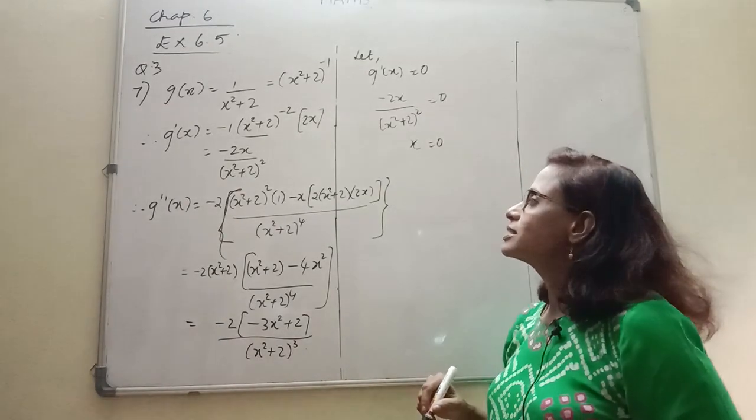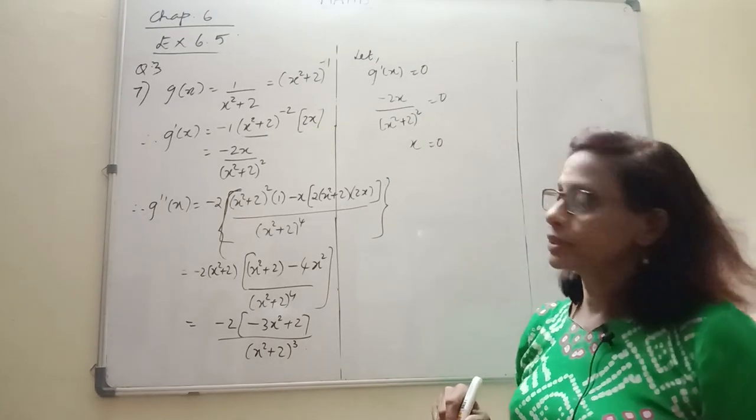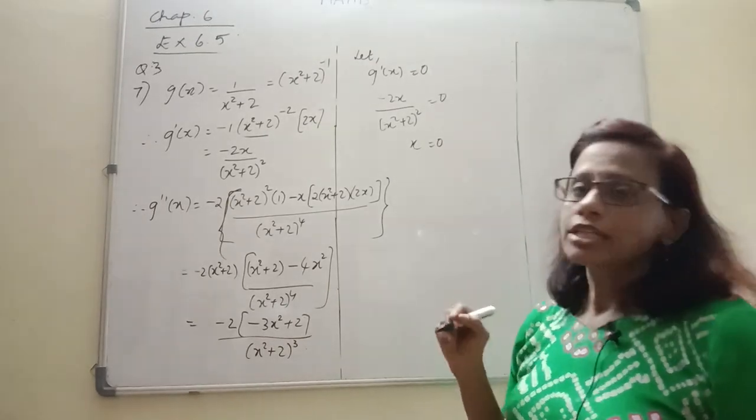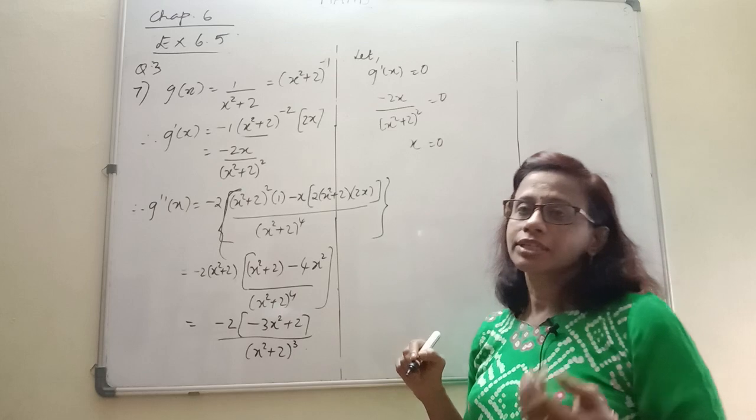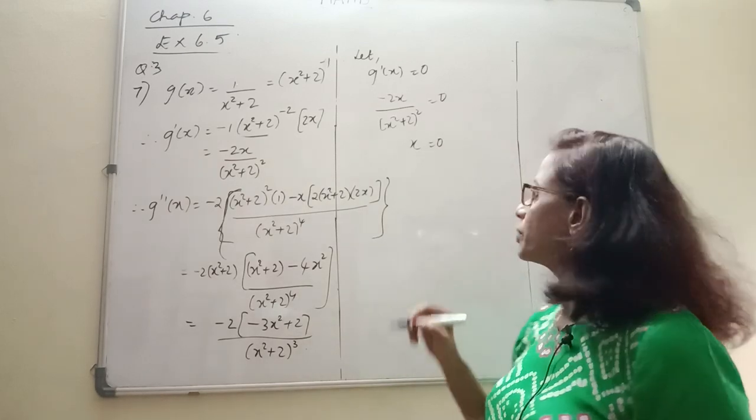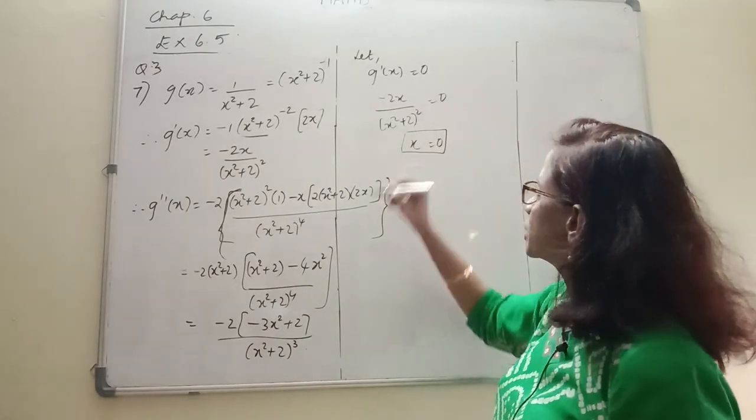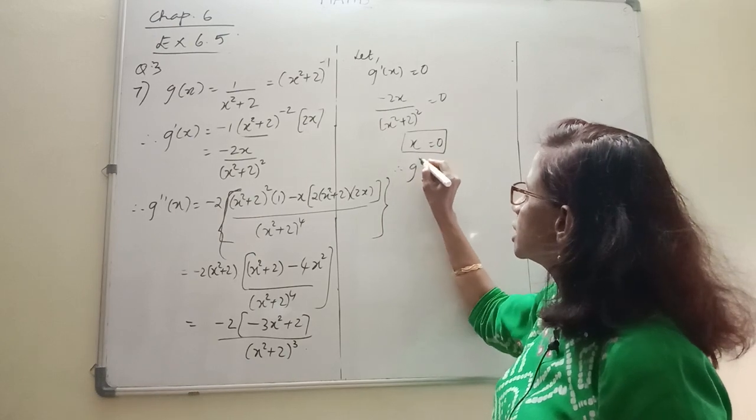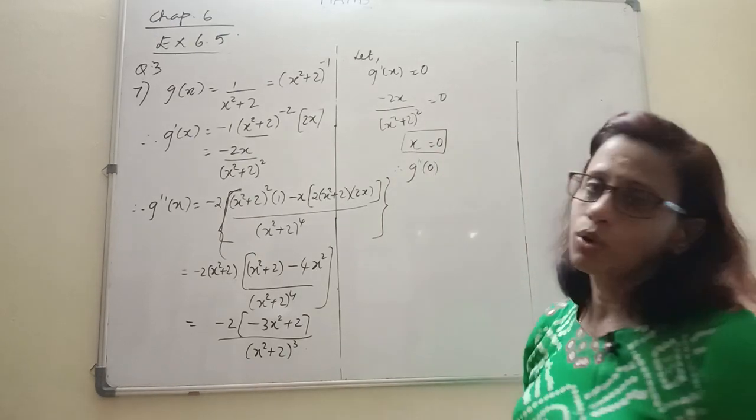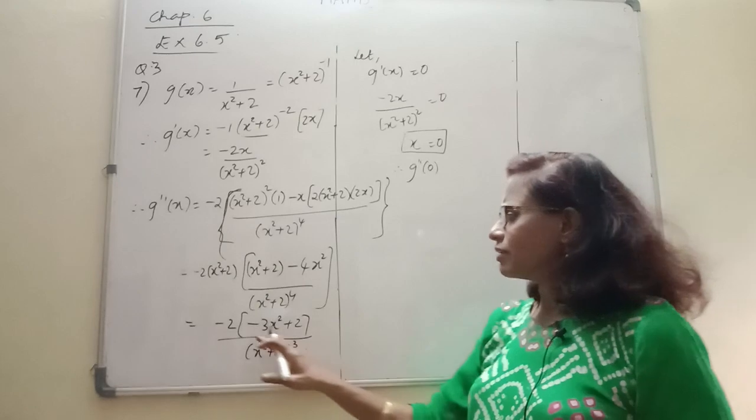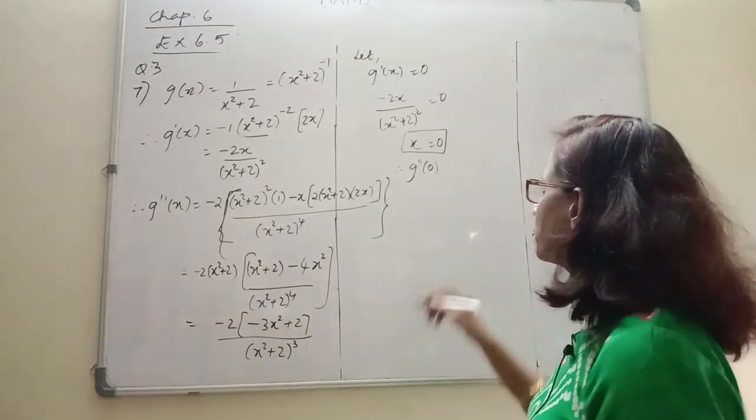Now since x is 0, that's our critical point. It is for us to find out whether it is a maxima point or a minima point. So that's what we are going to do next. We've got x as 0 to be the critical point. So we're going to check g second derivative at 0. Let's see what comes. You can substitute it here and see what happens.